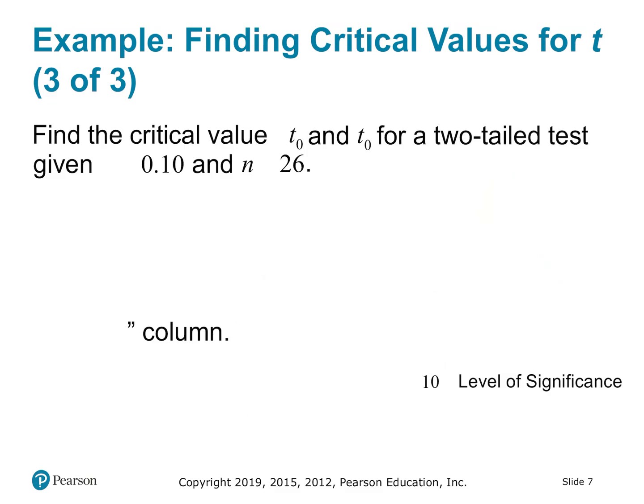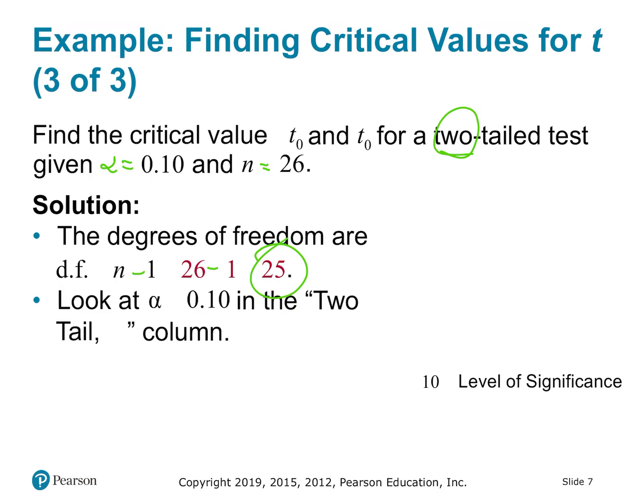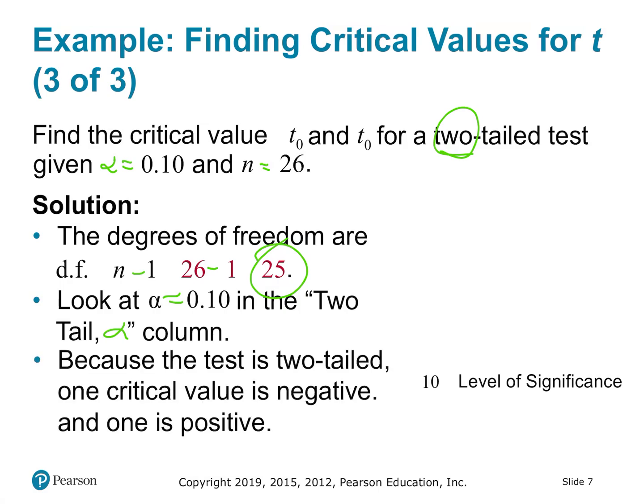This will be the last example. So now we've got a two-tail test. Alpha is 0.10 and n is 26. So the degrees of freedom, of course, is 25. Very, very simple. Just subtract the ones. And then look at alpha equals 0.10 at the two-tail alpha column. Key difference will be the two-tail column. It's really two different values.